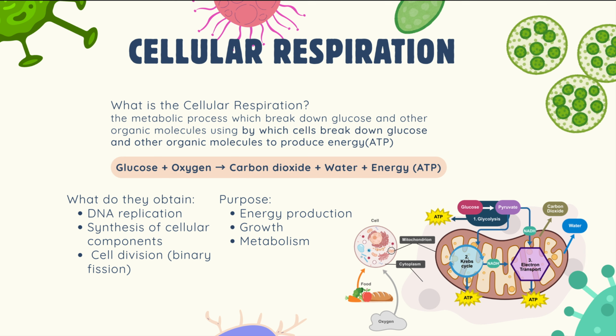The purposes of cellular respiration are energy production, which produces ATP for cellular activities; growth, which produces energy for cell division and reproduction; and metabolism, which supports biochemical reactions inside the cell. However, the most primary purpose of cellular respiration is producing ATP, which is energy production. What they obtain is DNA replication, synthesis of cellular components, and lastly cell division, which is binary fission.